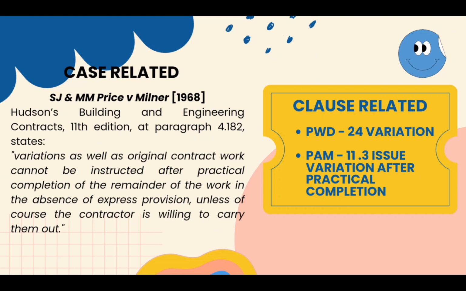The case that is related is SJ and MM Price vs Milner. In Hudson's Building and Engineering Contracts, it states that variation as well as original contract work cannot be instructed after practical completion of the remainder of the work in the absence of express provisions, unless, of course, the contractor is willing to carry them out. The clauses that are related are PWD clause 24 and PAM clause 11.3.